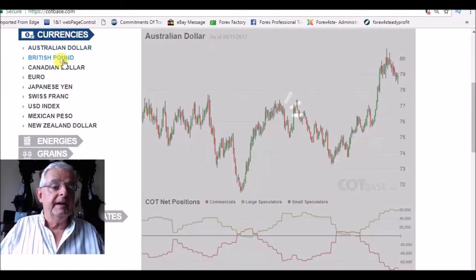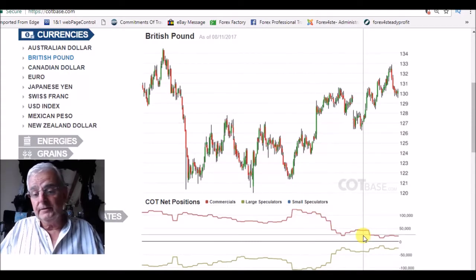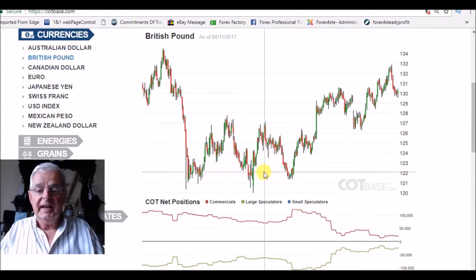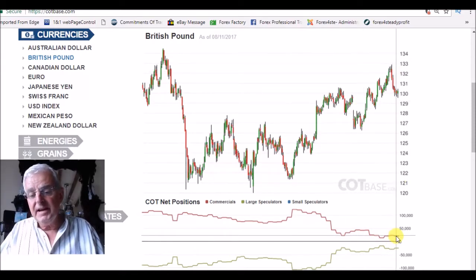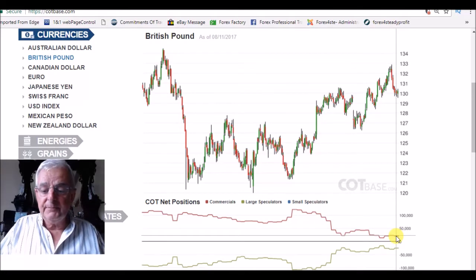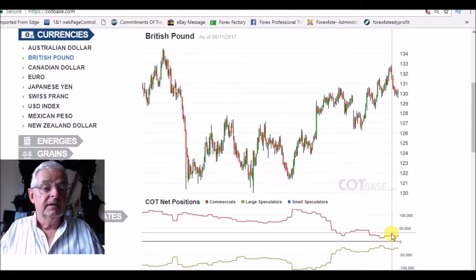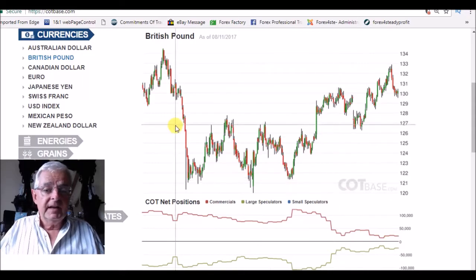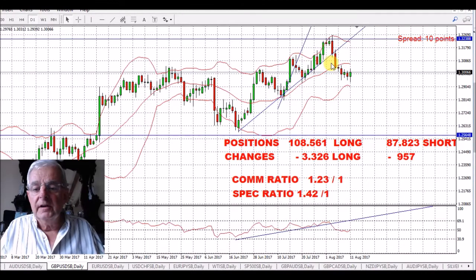Okay, next we've got British pound. As this has climbed, the commercials have become as bearish as they have been over the last 2 years of the British pound. So if we go and have a look at the chart, pound US dollar.